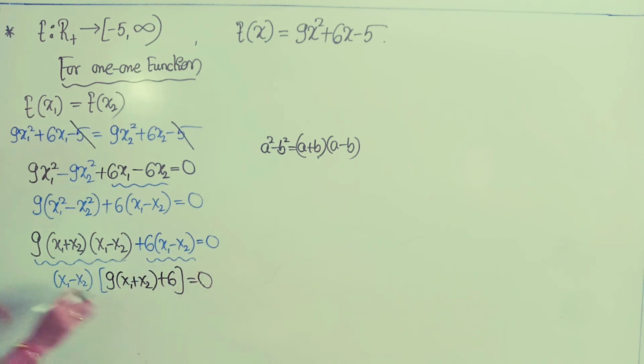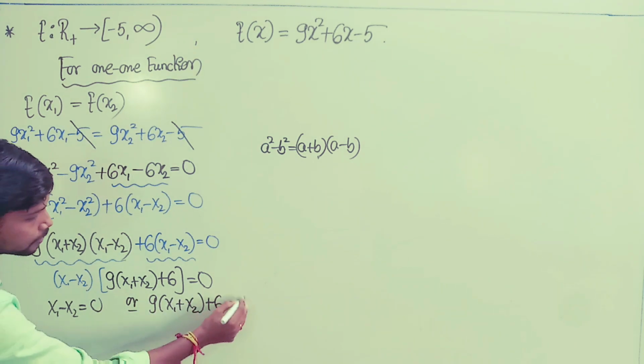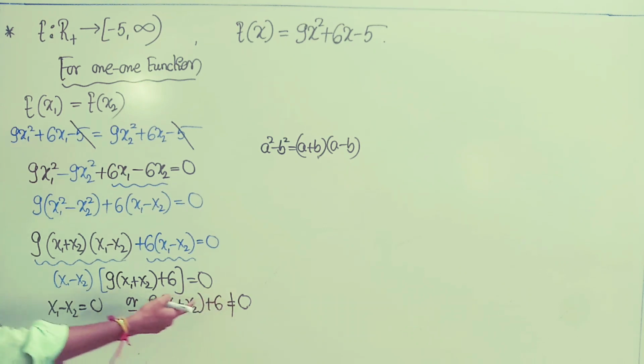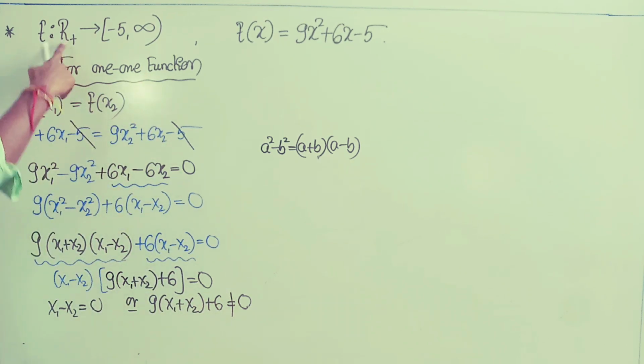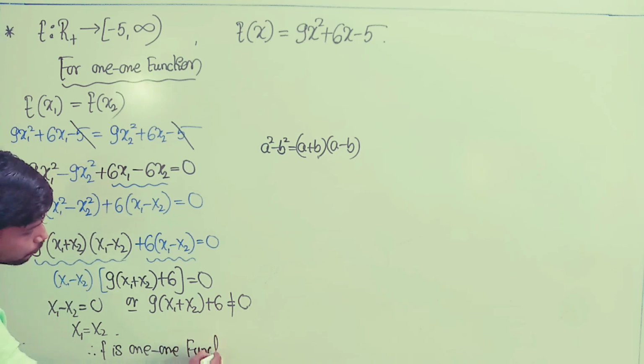Okay, is equal to 0. Means in this one, if this equation is 0, then either the first term is 0 or the second term must be 0. Getting my point clearly? The second term will not be equal to 0, since the domain is R plus, and the sum of any positive number cannot be equal to 0. Possible? Not possible, leave it. That's why x1 is equal to x2. Therefore f is a 1 to 1 function. Got the point clearly? Is it okay?